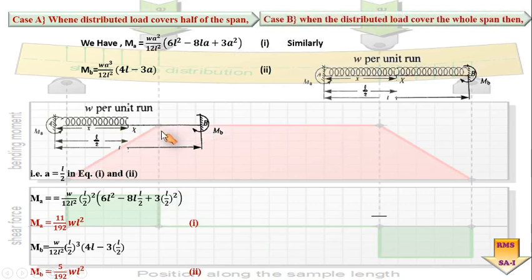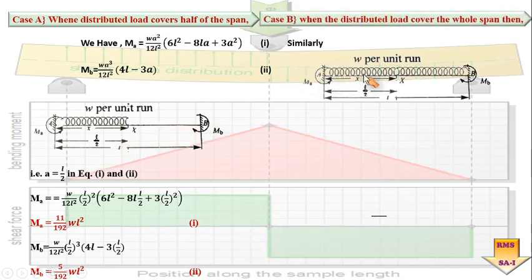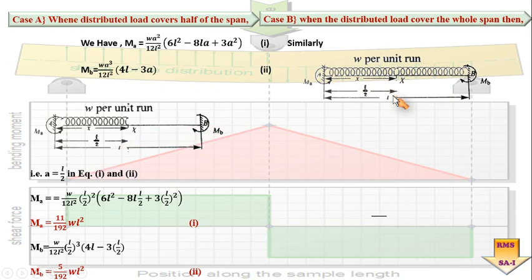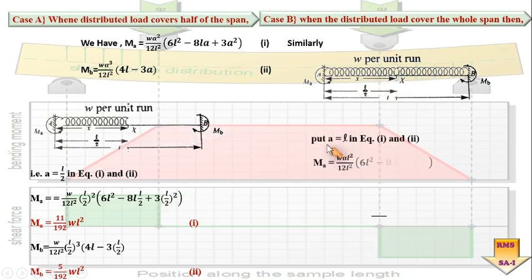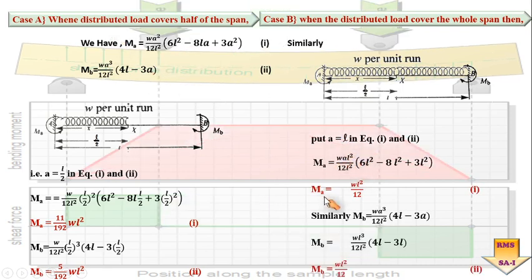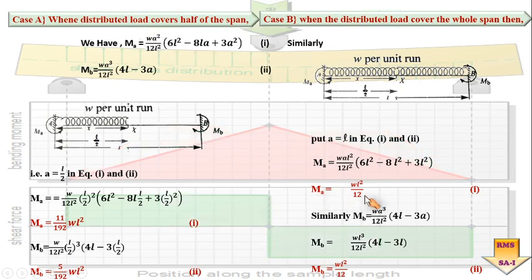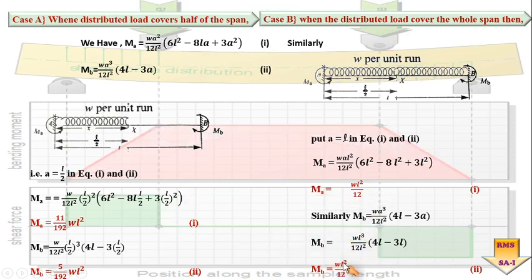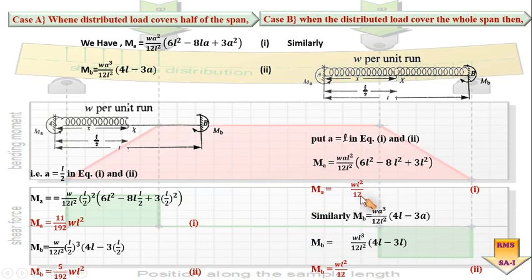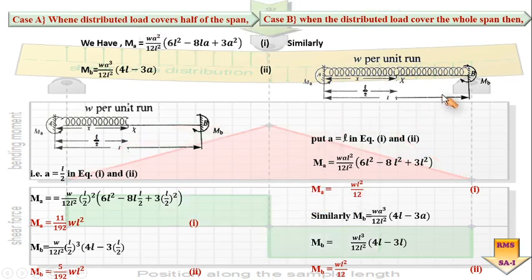One more case we can come across is if the UDL is imposed throughout the length. So in that case, what will be the value of X? X equal to the total distance L. So by simply putting that value A is equal to L or X is equal to L in this particular equation 1 and equation number 2, you are getting again the same: MA is equal to WL square by 12 and MB is equal to WL square by 12. This we have already worked out in case number 2, in which the fixed end moment was equal to WL square by 12 at A as well as at point B.